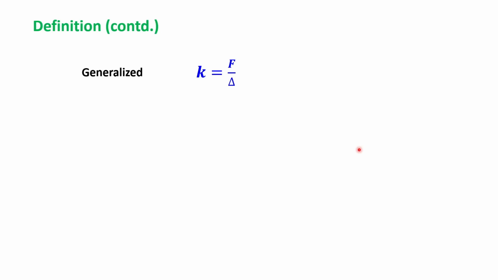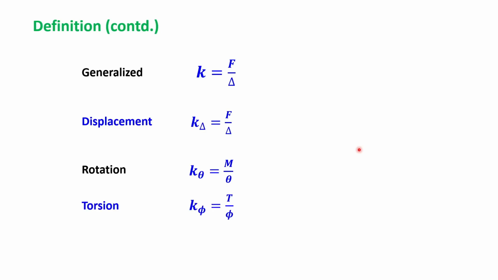So this case that we have taken, K equal to F by delta, is a generalized case which includes all kinds of forces and all kinds of displacements. If we go to specific, then it can be linear displacement, when we can write K delta equal to F by delta. A rotation, K theta equal to M by theta, moment divided by rotation. And for torsion, K phi equal to torsional moment T divided by angle of twist phi. Similarly, for shear deformation, K is equal to shear force divided by shear deformation.